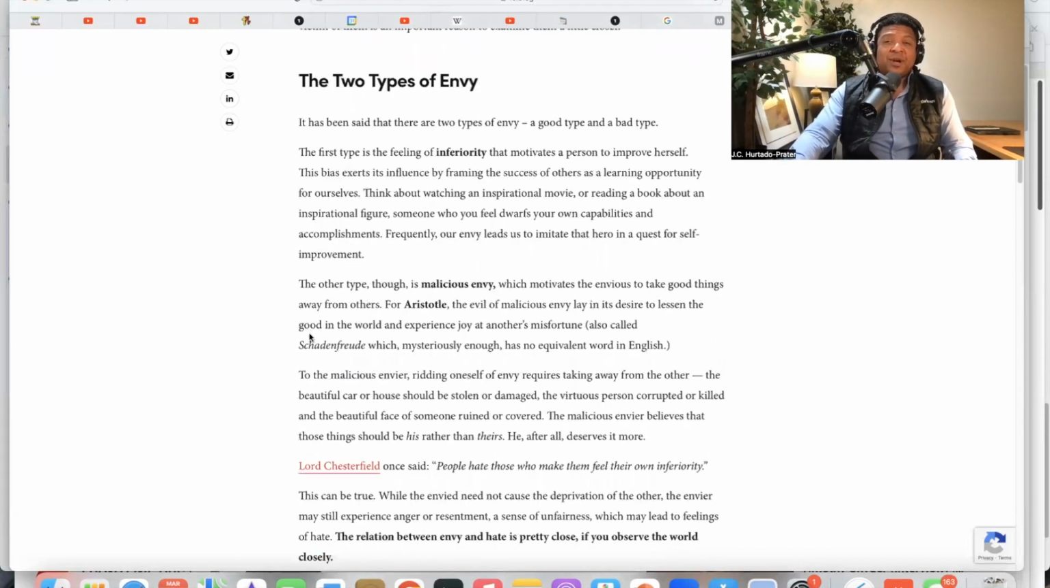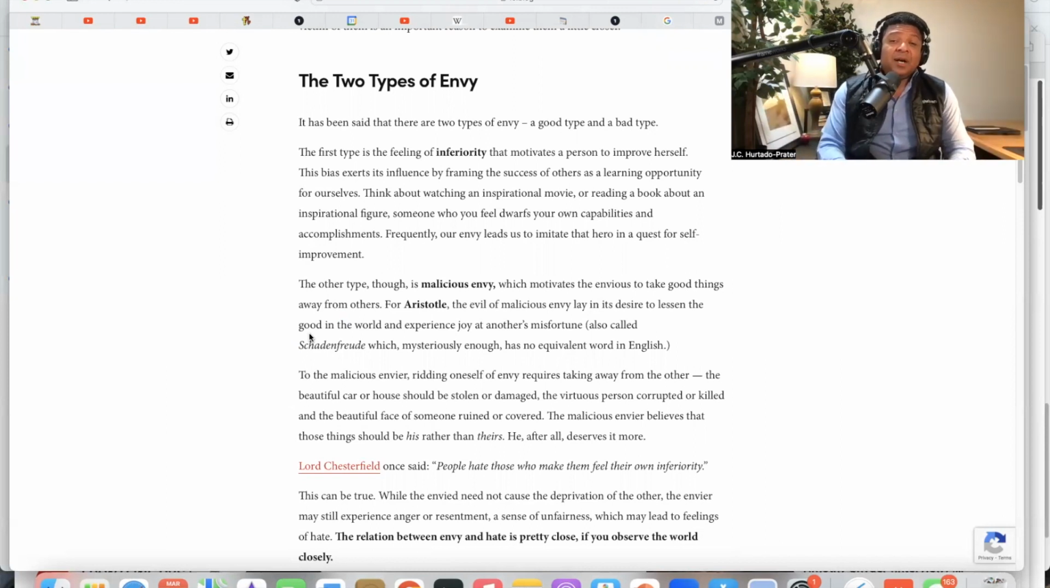The article goes on to talk about two different types of envy, right? There's one, a feeling of inferiority that motivates a person to improve themselves. So that's a good type of envy, right? And that's something that I want to talk about here in a second. The other type is a malicious envy, which motivates the envious to take good things from other people. Right? For Aristotle, the evil of malicious envy lay in its desire to lessen the good in the world and experience joy at another's misfortune. Okay, also called Schadenfreude, which mysteriously enough has no equivalent word in English.